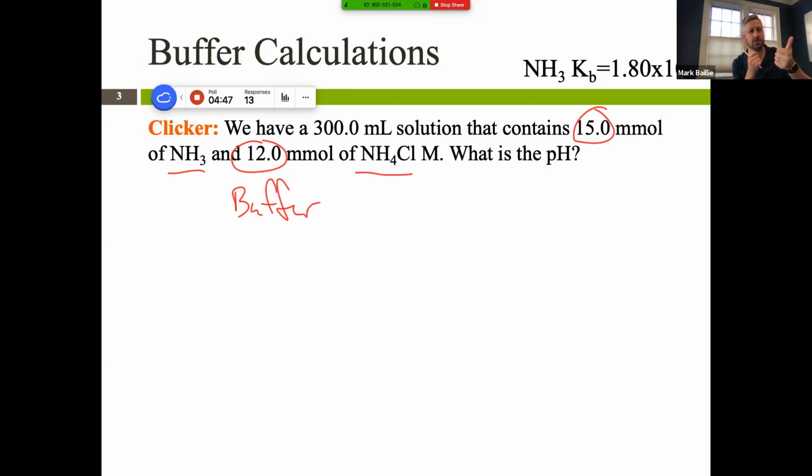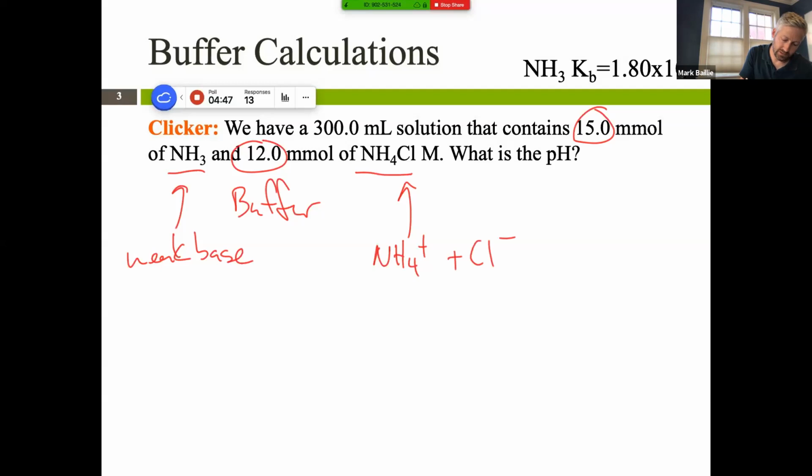So first, do we have a weak acid or base, each one of them, or is it a strong acid or base? So we have a weak base. And then here, once this dissolves, we'll get NH4+ and Cl-. The Cl- is nothing as far as acid or base. And NH4+ is an acid, a weak acid. And these are a conjugate acid-base pair. Okay, so those are the first, most important things.